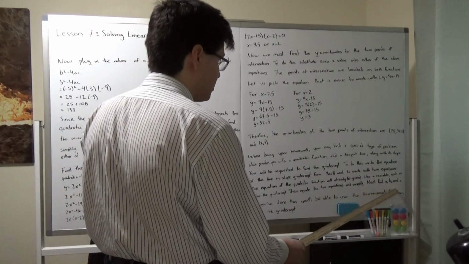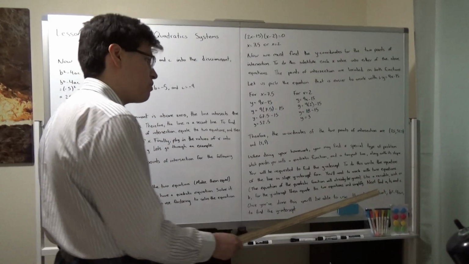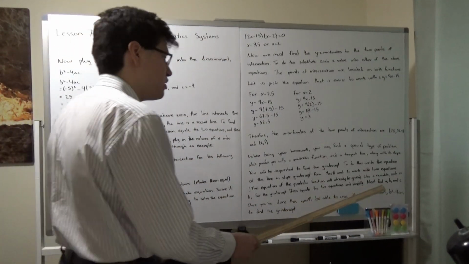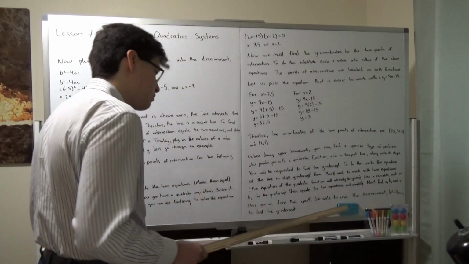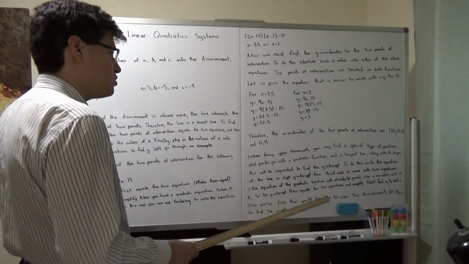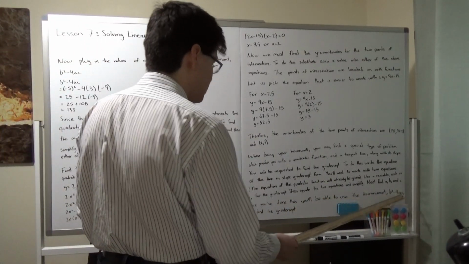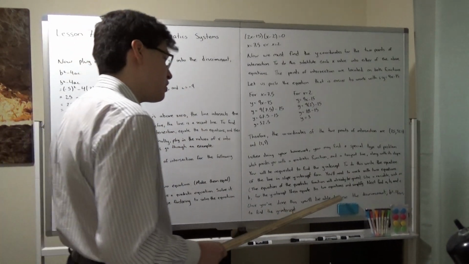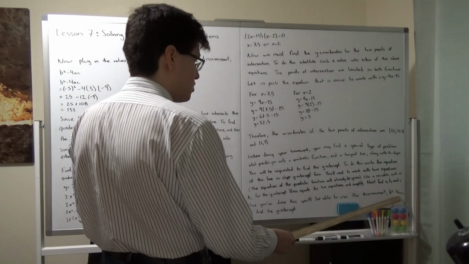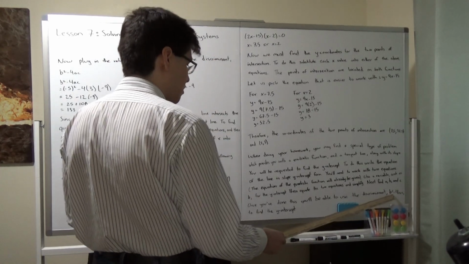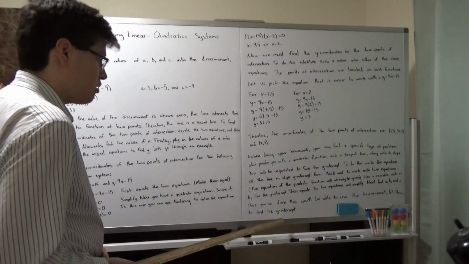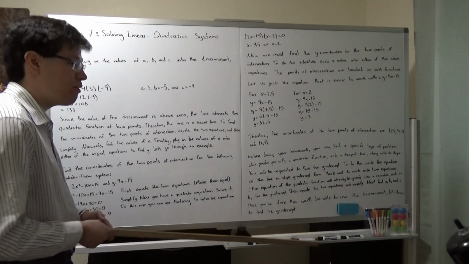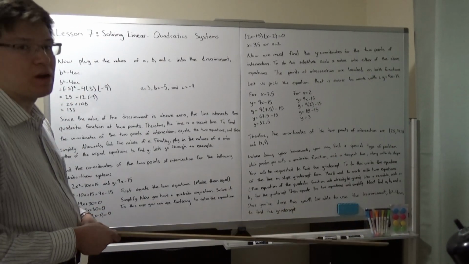Next we find a, b, and c in the discriminant b squared minus 4ac. Once we've done this, we can use the discriminant b squared minus 4ac to find the y-intercept. This will all be clear when we go through an example, which we'll do next.